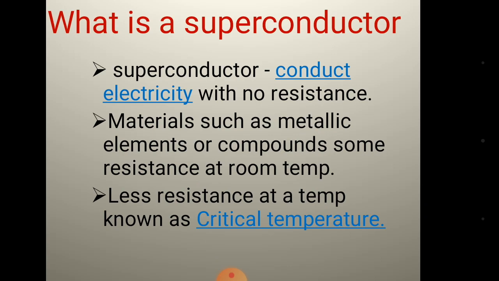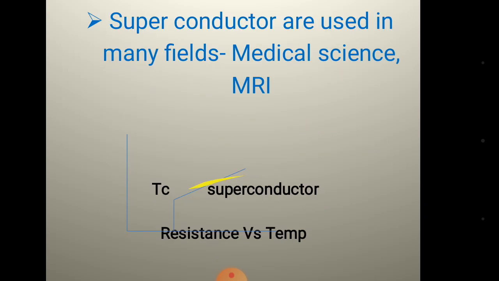Metallic elements or compounds have some resistance at room temperature. The temperature at which the resistance drops is called the critical temperature. Examples of superconductors are aluminium, niobium, etc. Copper, silver and gold are the best metallic conductors but are not superconductors.